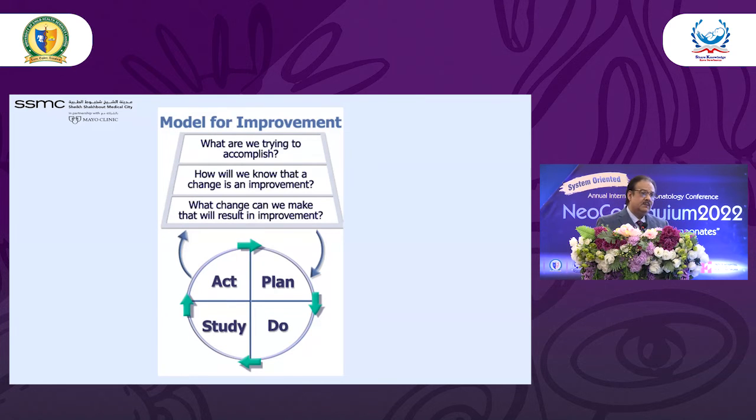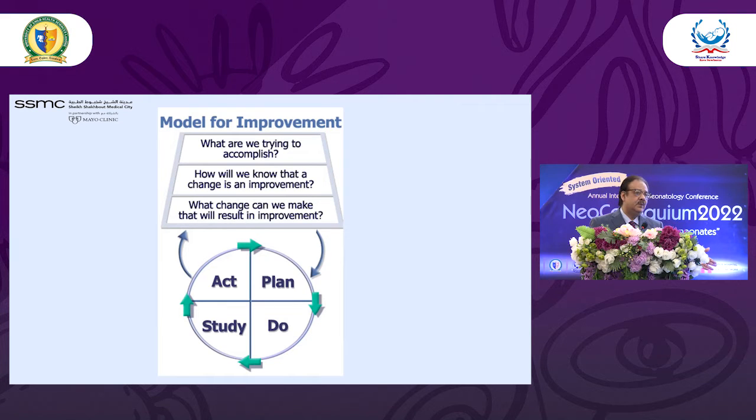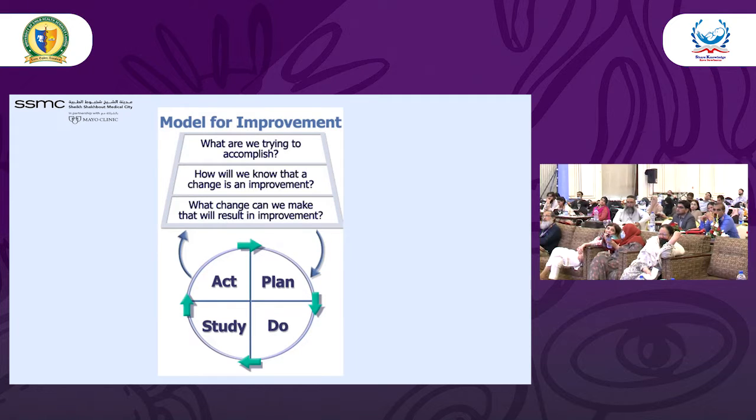So what we're trying to accomplish in this case is to reduce the CLABSI. How will we know that a change is an improvement? Collect the data, study and analyze it. And once improved, do it again and check how much the rate is. Definitely by doing these types of projects, I will give you an example: IVH, we reduced very significantly.